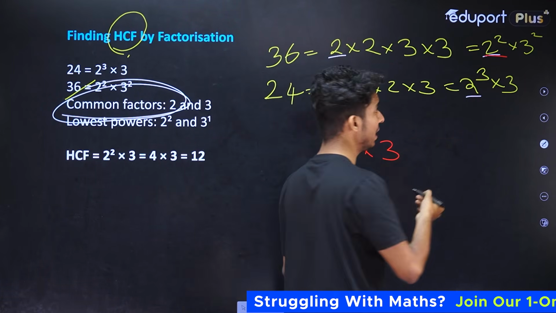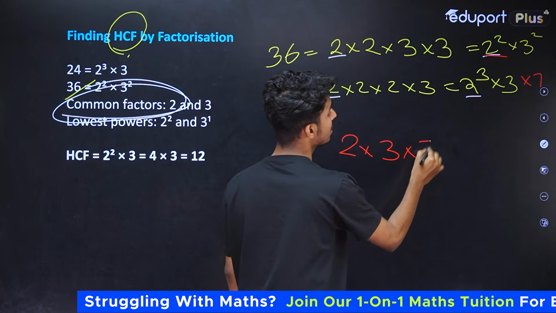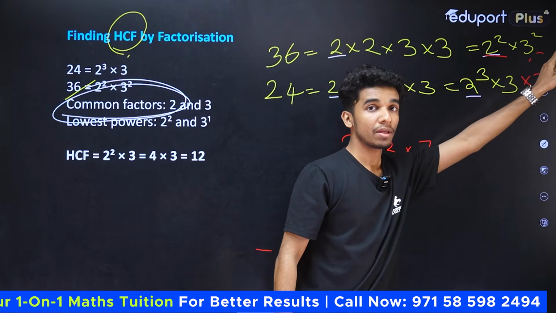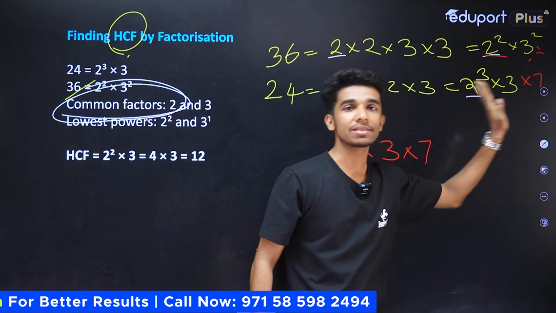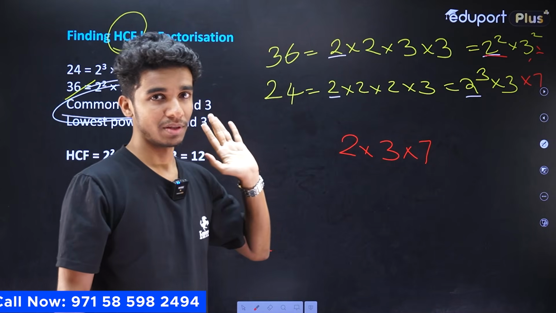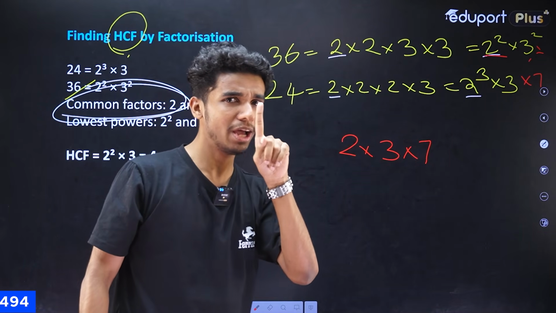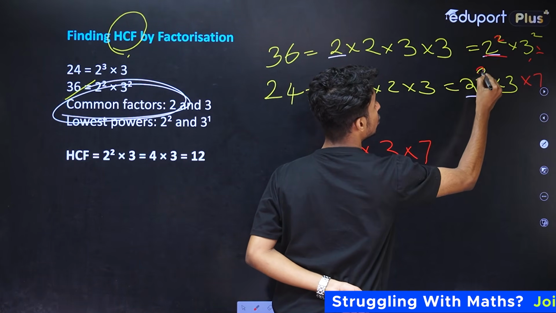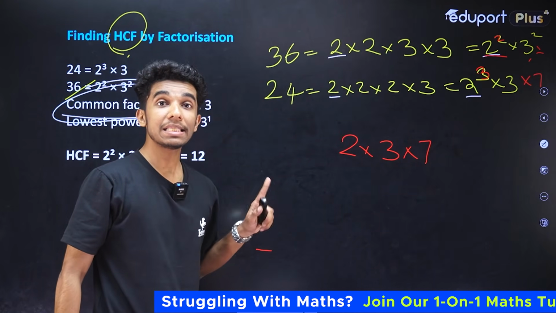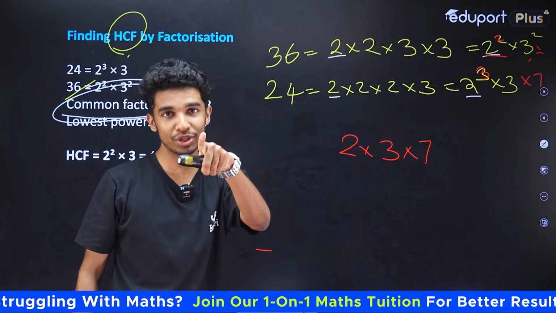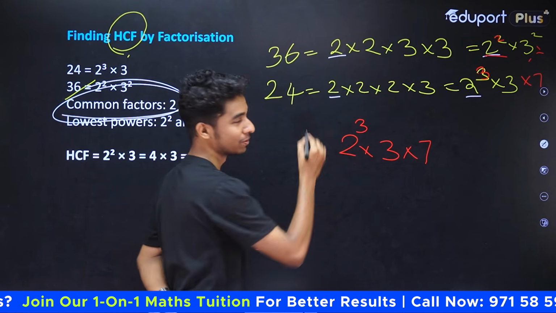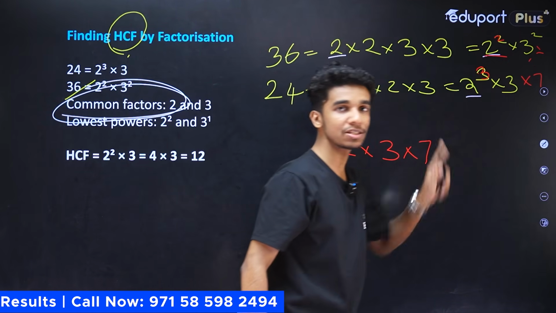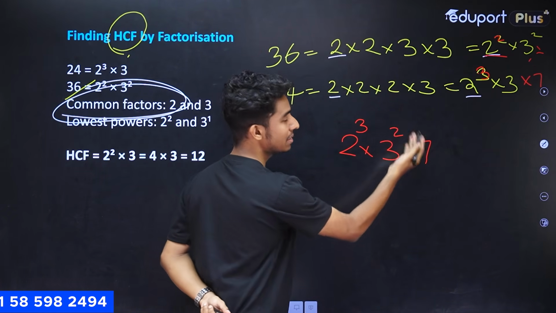As I explained, if there is a 7, I have to take 7. Even if 7 is not there in the other number, if 7 is here and not there, I have to take 7. That is one difference. Another difference is that here 2 square is there, here 2 cube is there. Which should I take? In HCF we took the smaller, here we have to take the larger, 2 cube. And here 3 square is there, 3 raised to 1 is there. We have to take 3 square.